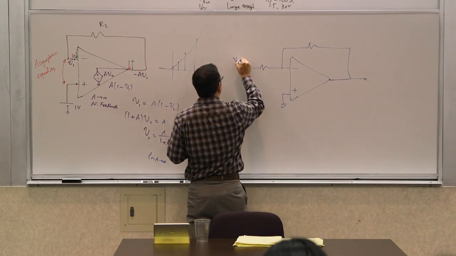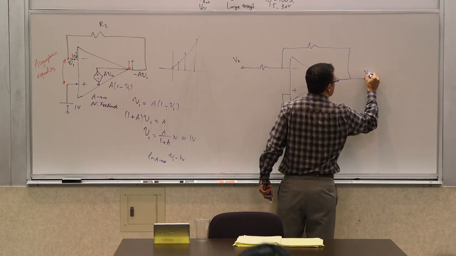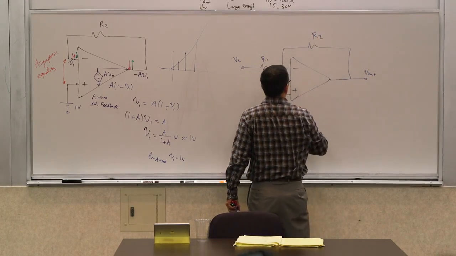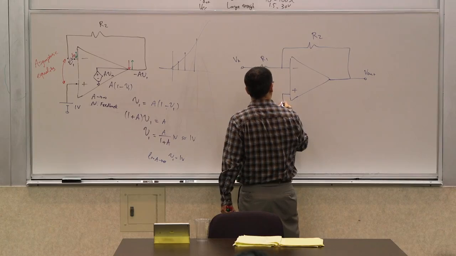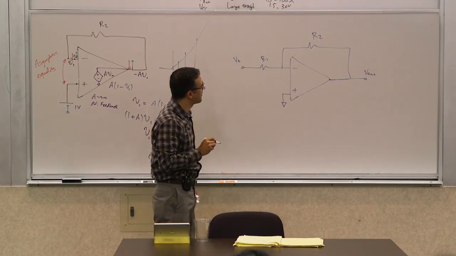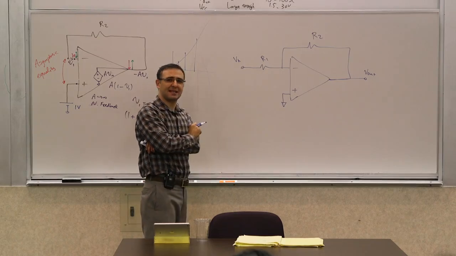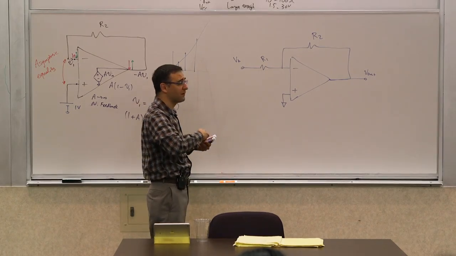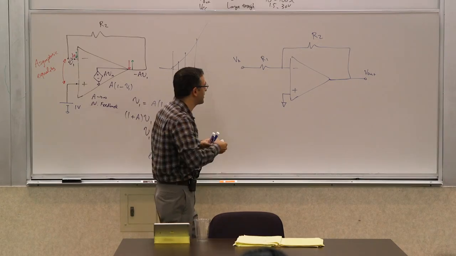So let's call this V in, V out, R1, R2. And this is a ground for now. Okay? So if we know that this is, let's say, an ideal op amp, the first thing we need to check is the sign of our feedback. How do we check the sign of our feedback?